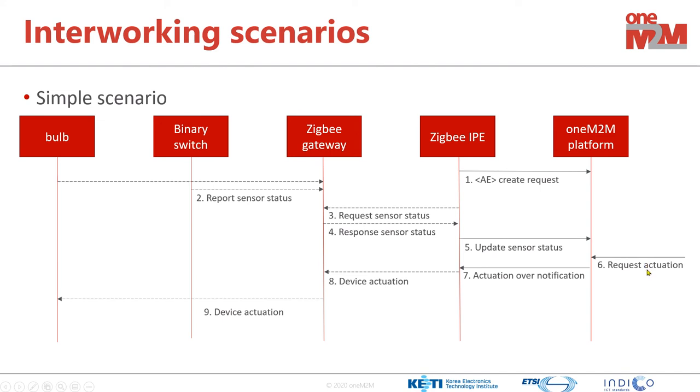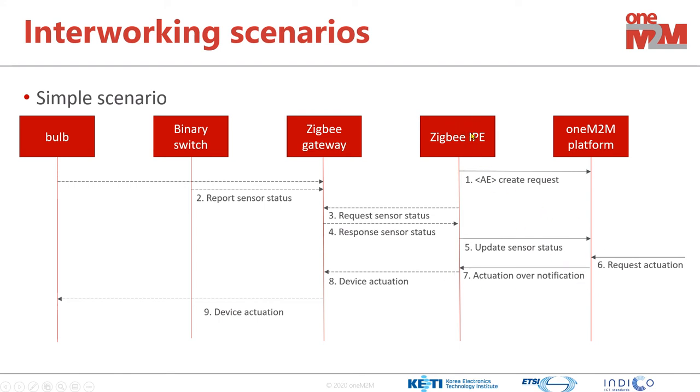And the other scenario we have is some actuation. So this actuation message has arrived from the other oneM2M application, which is not shown in the diagram, and of course it should be another flex container update. And when the flex container is updated in terms of the device actuation message, a notification will be sent to the IPE.